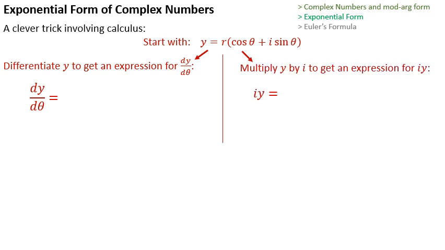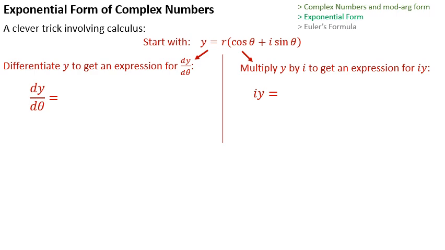The second thing I want you to do, independently of that, is to multiply your expression for y by i. So you're not doing the derivative multiplied by i, you're doing the original expression, r cos theta plus i sine theta multiplied by i. And you could just put an i in front, of course, but I'd like you to simplify it a bit and then see what you notice. Pause the video at this point, see what you come up with, and then I'll show you where we go next.